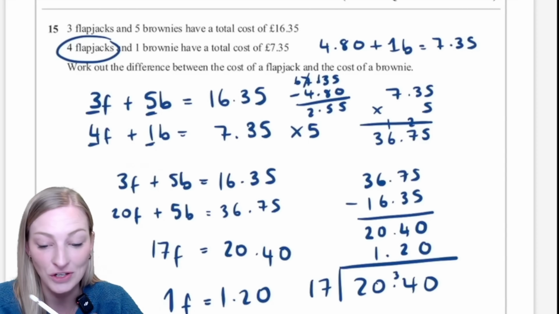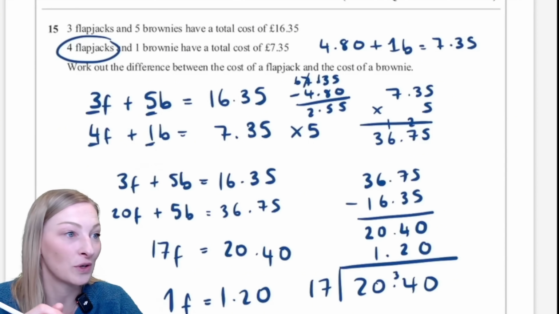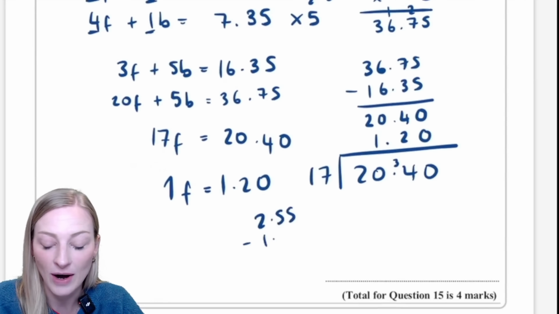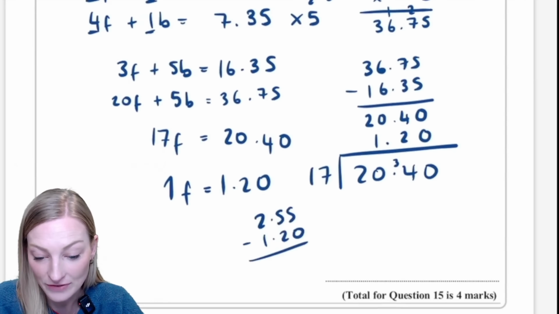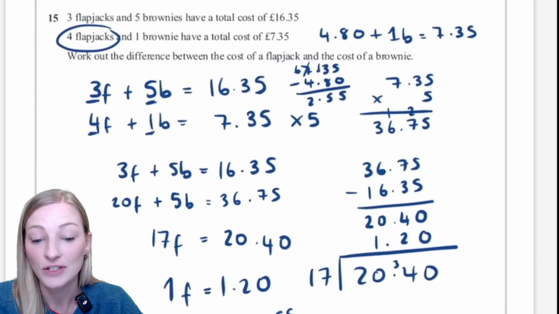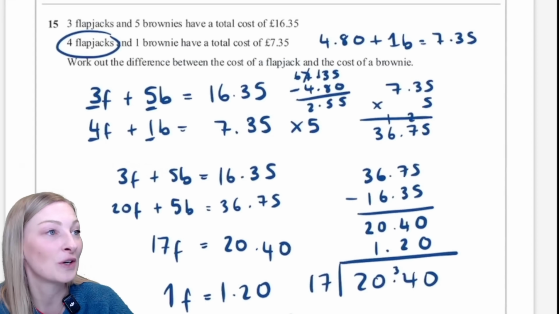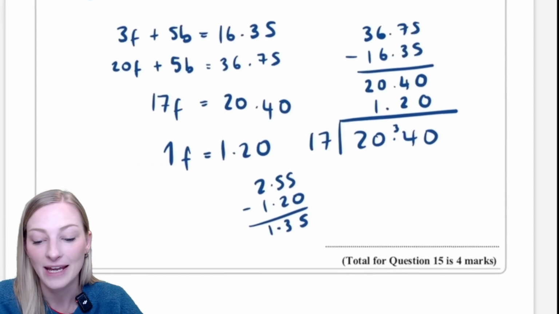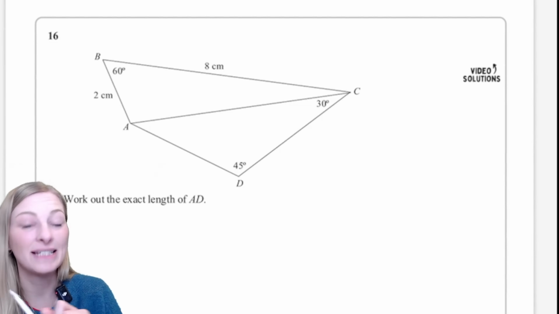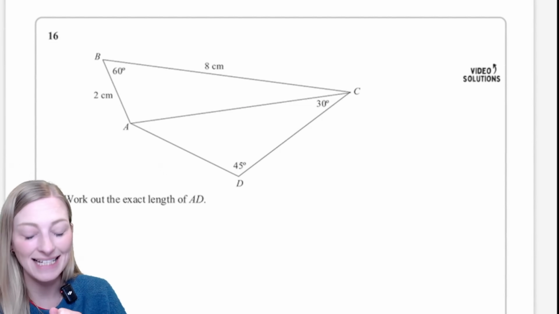However, I asked you, what was the difference in those costs? So last step is going to be £2.55 minus £1.20. 5 take 0 is 5, 5 take 2 is 3, and 2 take 1 is 1. So your final answer, the difference between the cost of a flapjack and the cost of a brownie, is £1.35.